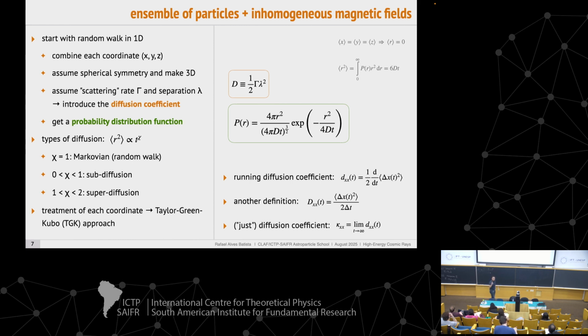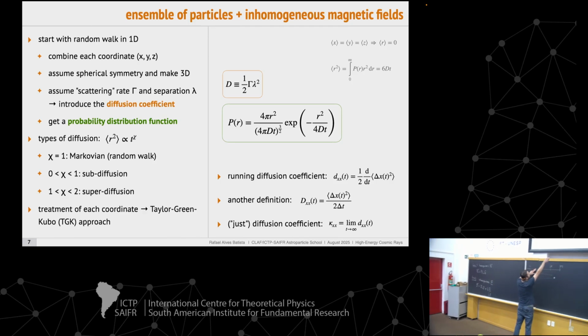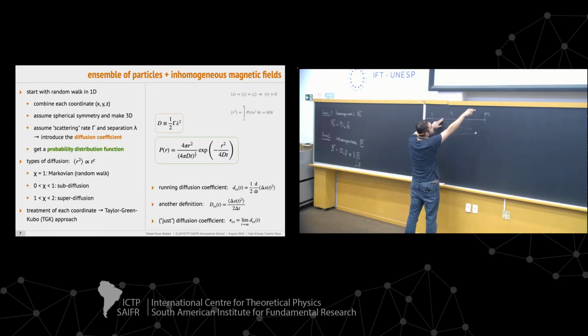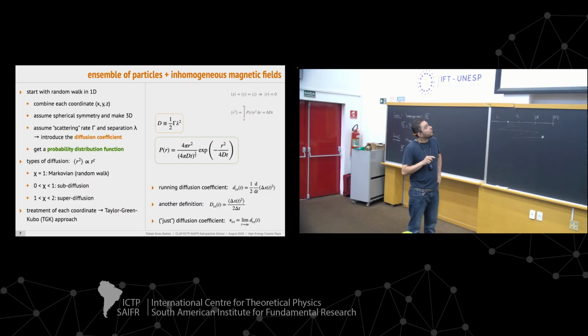So the time you take to explore the neighborhoods, or the time the cosmic ray takes to explore the neighborhoods, is such that the distance that you explore squared, r squared, is proportional to t, a given time, to a power chi. So from this simple case, you get the usual random walk, with chi equal to 1. This is what we got here in this simple example, okay?